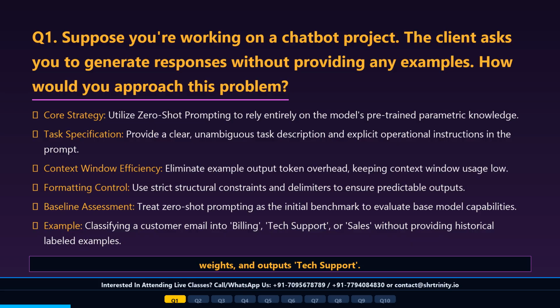and outputs tech support. A common pitfall candidates make in interviews is assuming zero-shot requires vague prompts like help the user. Always explain to the interviewer that zero-shot prompts must be hyperspecific and that zero-shot acts as your initial performance benchmark before escalating to few-shot techniques.